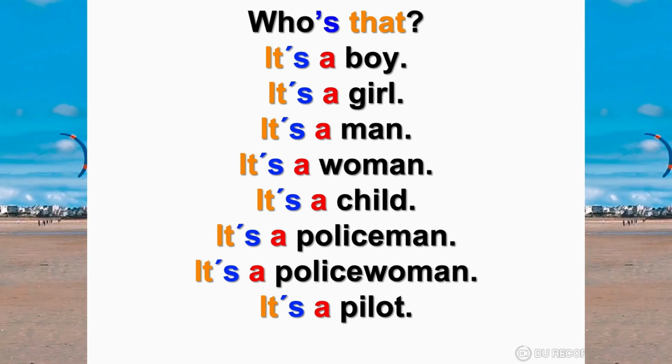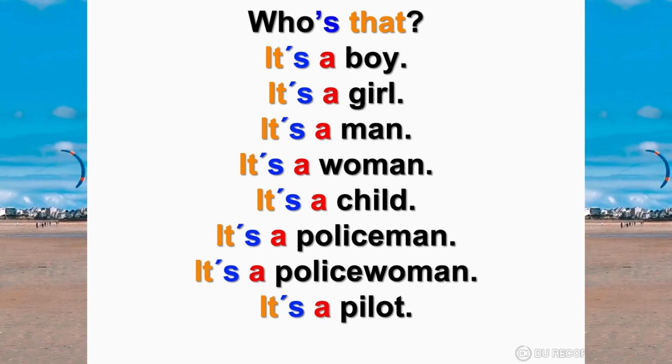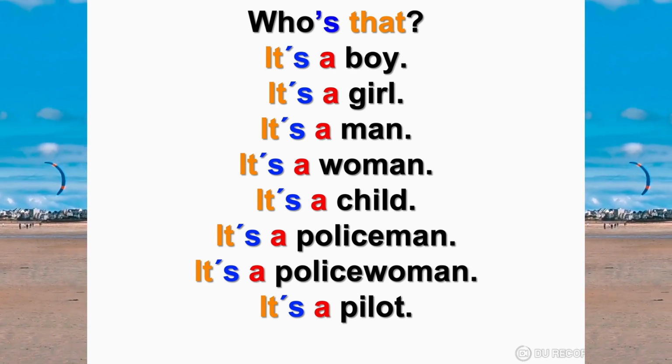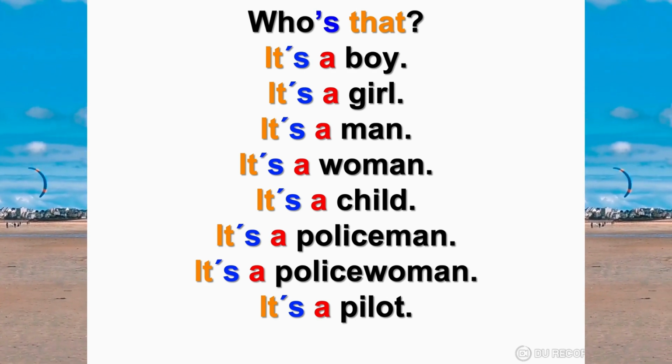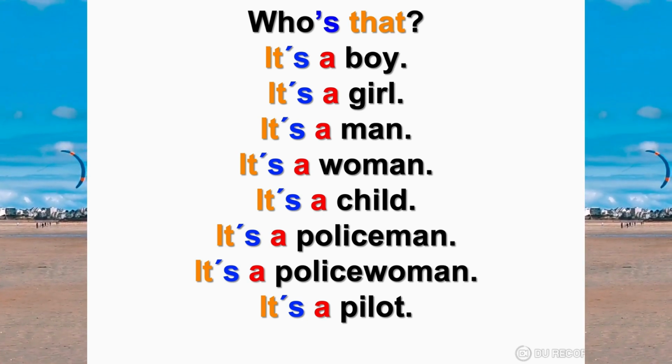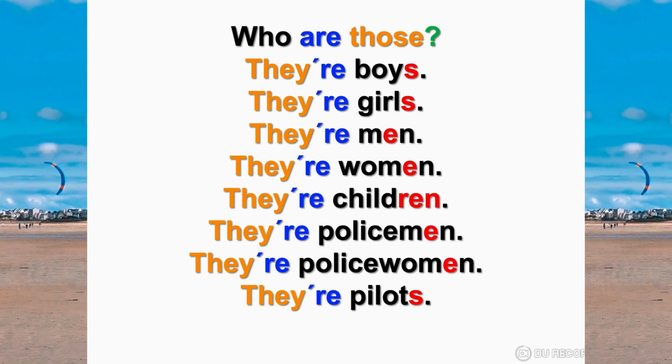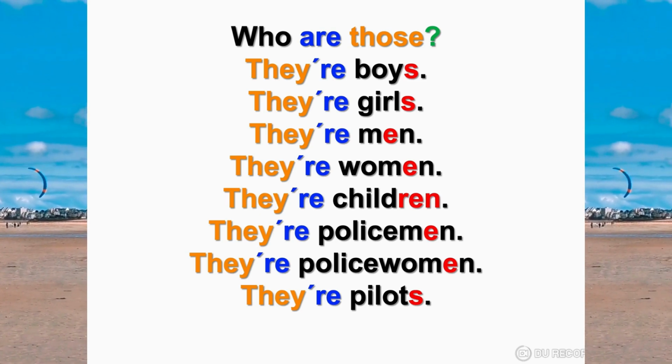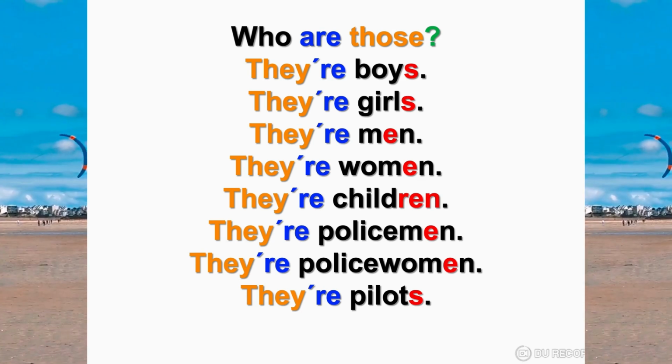Who's that? It's a boy. It's a girl. It's a man. It's a woman. It's a child. It's a policeman. It's a policewoman. It's a pilot. Let's go to the next slide. Who are those? So the people who are far from us.